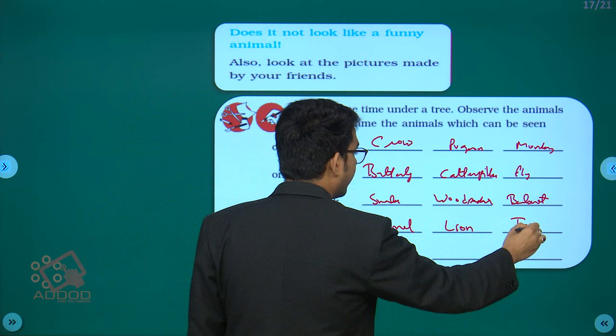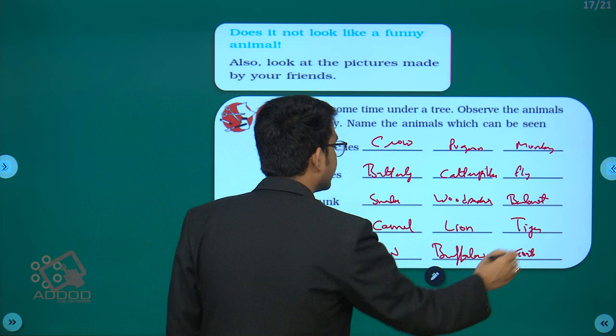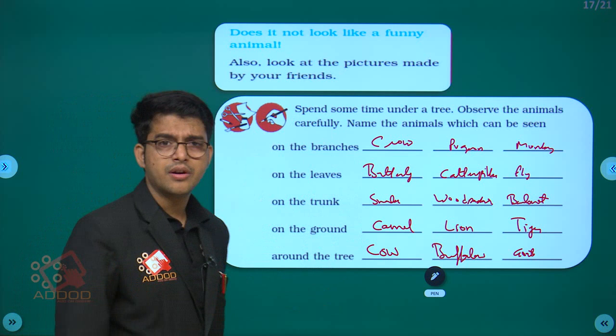Around the tree, okay, cow, buffalo, goats. This is what we can find. But if you have another list, you can make your own. It is not something that I wrote, so it is not ultimate.